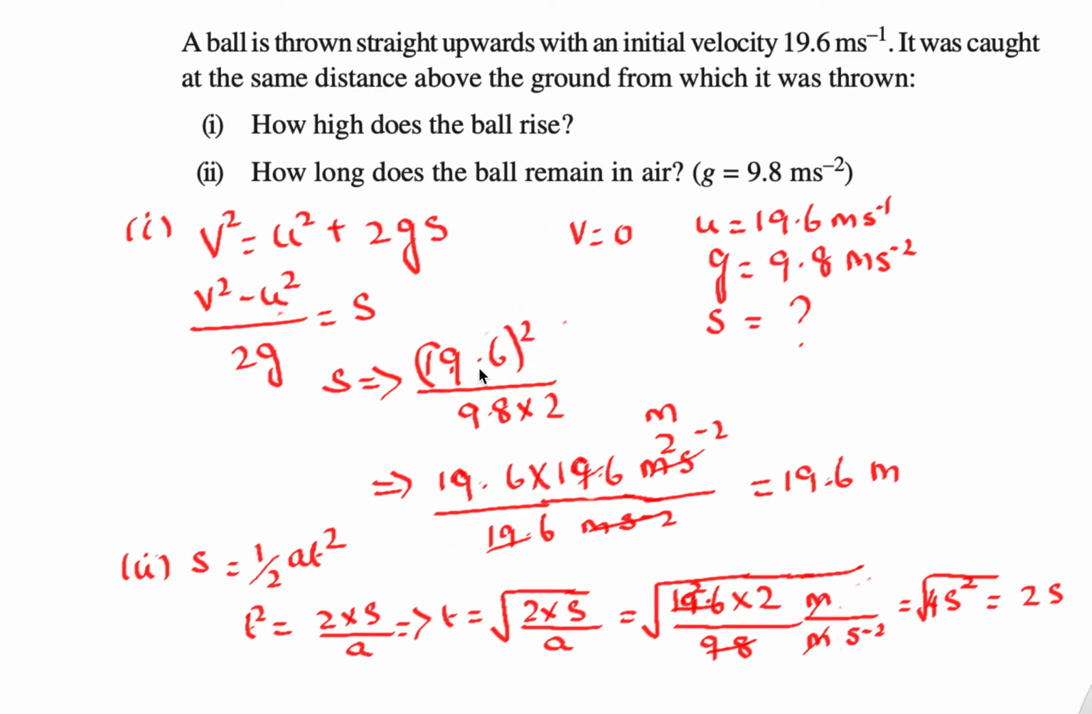We can write 19.6 the whole square as 19.6 into 19.6. Then this m will become m square, then the per second will become per second square. Divided by 9.8 into 2, which is 19.6, and the unit is meter per second square. So 19.6 will get cancelled, the meter per second square will get cancelled, and we have only meter here. So the answer is 19.6 meter.